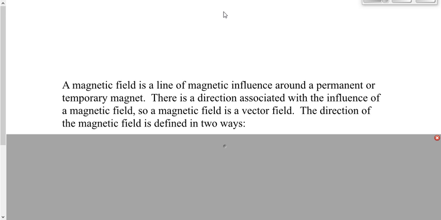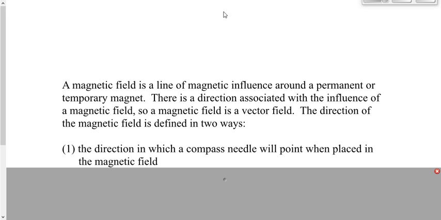So what's the direction associated with a magnetic field? It's a vector field. It influences things in a particular direction. North attracts south. North repels north. It's like positive repels positive. We define the direction of a magnetic field in two ways. One, how do we define the direction of the electric field? The way that a positive charge would experience a force if placed in the field. We're going to define the direction of a magnetic field as the way that a compass needle would point if placed in the field. That's why we can navigate using a compass, because a compass needle always points in the direction of the magnetic field, and we know which way that magnetic field points.